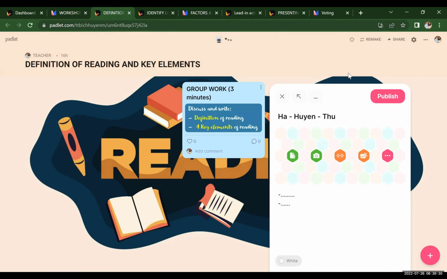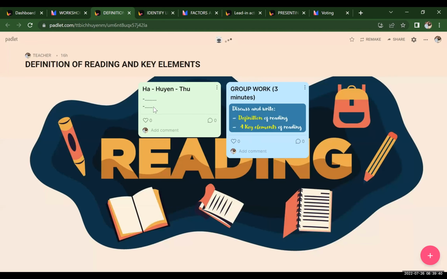Then if you still have time, you can choose the color you like here. For example, green, okay? If not, then just publish. Because of the time limit, we just have 3 minutes for the discussion. So please just type the keywords and publish all of the discussion in this link. Don't worry, I am going to send you the QR code soon.